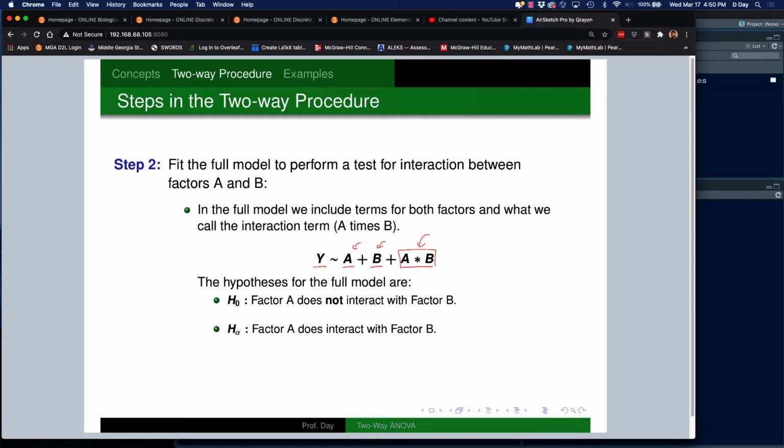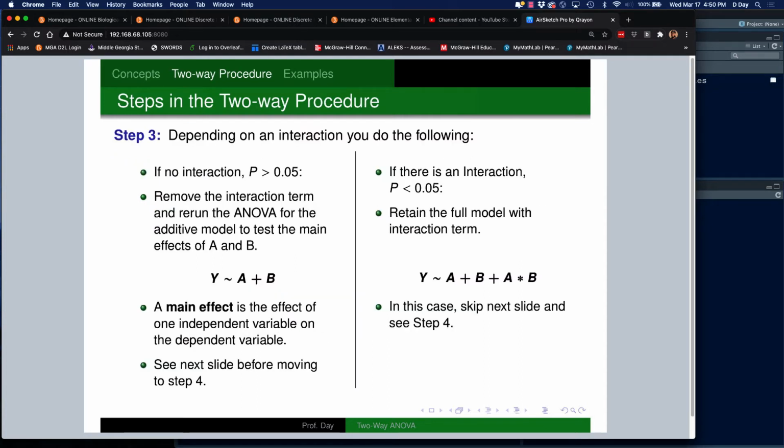All right. And so step 3 is, depending on whether we have an interaction, we either do what's going on the left-hand side, or we do what's going on the right-hand side. On the left-hand side, if we have no interaction, in other words, we do not reject H0 in the full model, I'm going to start calling it full M, if P is bigger than 0.05, then we're going to remove that A times B term in our ANOVA model and rerun the model to get the correct p-values.